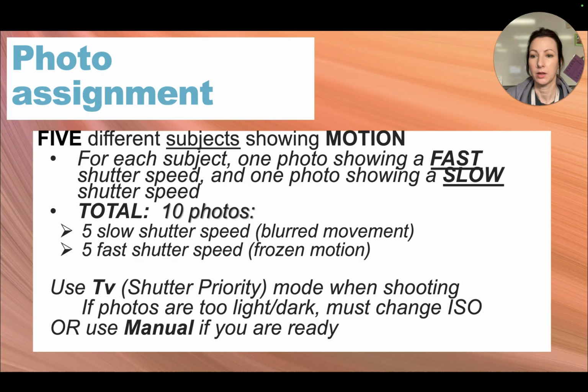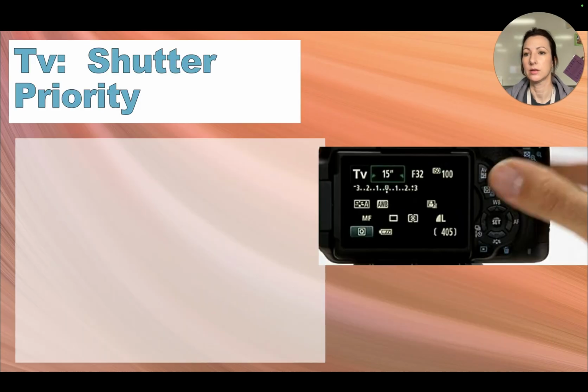So you're going to have to take a lot of time and really practice using that camera. You can use TV, which is shutter priority, so you can be setting your shutter speed and then setting it and forgetting it. Or you can use manual if you're ready. When you're using TV though, there's a little bit of a trick to it. You can't just set it and forget it if you don't know what you're doing.